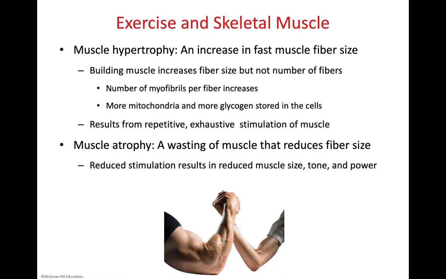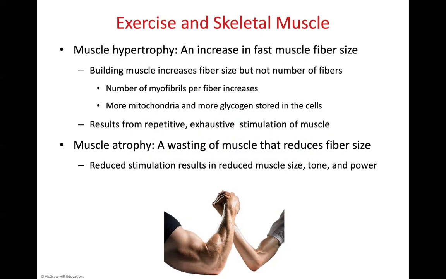How does this happen? The number of myofibrils per fiber increases. Essentially, you're packing more protein inside of the sarcolemma. So the sarcolemma is expanding, getting bigger. The individual cell is getting bigger. That means the individual muscle is getting bigger. Additionally, more mitochondria and more glycogen are stored in the cells. More water is going to be stored in the cells as a result. So the entire cell is getting bigger. That's what's driving the muscle getting bigger. And this growth in muscle fibers results from repetitive, exhaustive stimulation of the muscle.